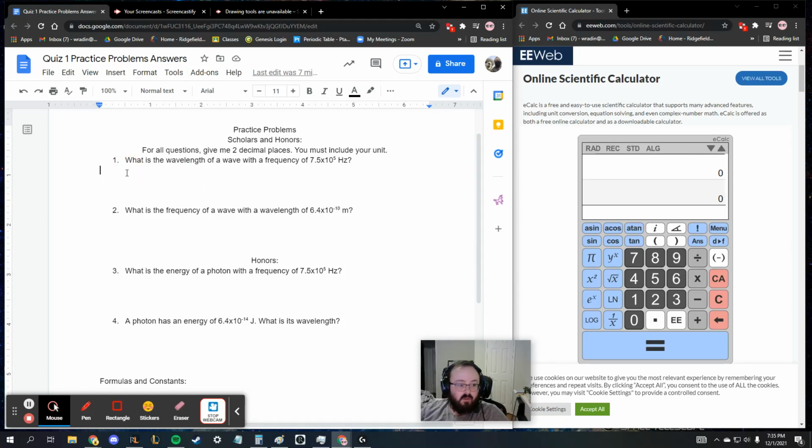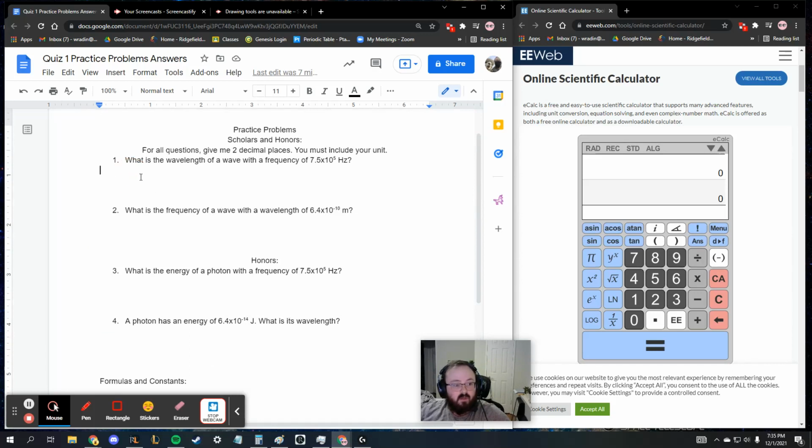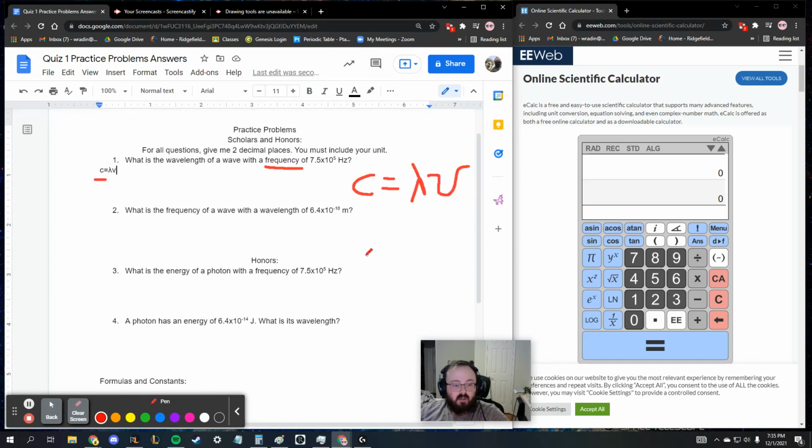So, first question, what is the wavelength of a frequency of 7.5 times 10 to the 5th hertz? Well, first we're going to start off with, I'm just going to copy this here, our formula. Now, if C equals lambda times nu, we have the frequency, and we know what C is. C is 3 times 10 to the 8th meters per second. So we have C, and we have nu. We are trying to find lambda. We're trying to find that wavelength.